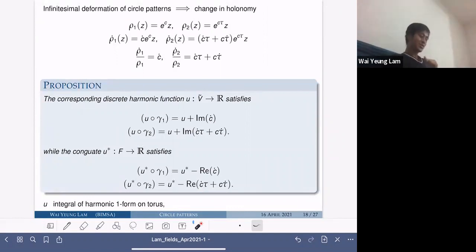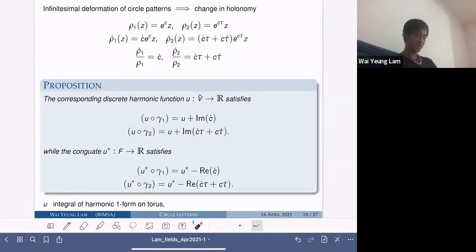Okay, and now if you have this deformation of circle patterns, we can consider what is the change in holonomy. Recall this is the holonomy representation of gamma one, gamma two. If you go from a point and apply this deck transformation gamma one, you will just scale by e^c. And for gamma two, you get scaled by e to the power c tau. Now if you have these first order deformations, then this c and tau would also change. You get c dot and tau dot. If you differentiate, you get c dot times e^c for the first one, and for the second you get c dot tau plus c tau dot. If you consider rho one dot divided by rho one, it turns out it is c dot, independent of tau. And rho two dot divided by rho two, you get c dot tau plus c tau dot.